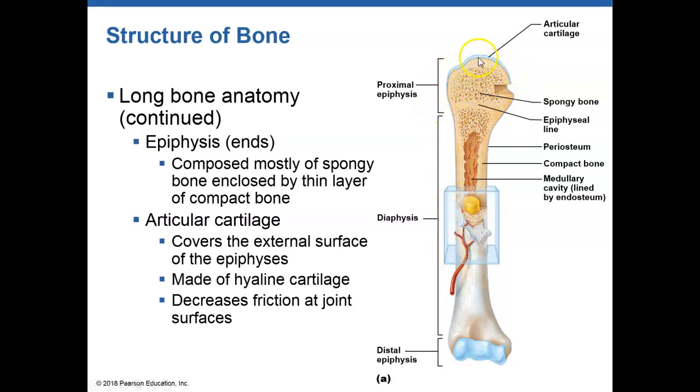At the proximal and distal epiphyses, we have a layer of articular cartilage. This is hyaline cartilage that allows bones to move past each other. So here where the bone is going to articulate with another bone, and down here where this region of the bone articulates with another bone, we have this cartilage that keeps the bones moving smoothly. It decreases friction, and so it decreases pain.